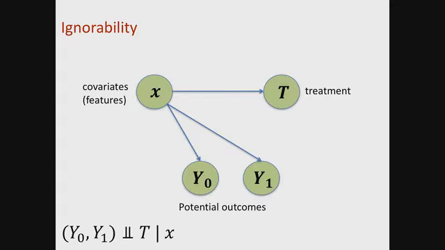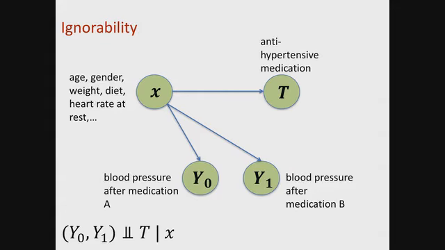Well, before I give you that answer, let me put some names to these things. So we might think about X as being the age, gender, weight, diet, and so on of the individual. T might be a medication, like anti-hypertensive medication to try to lower the patient's blood pressure. And these would be the potential outcomes after those two medications.